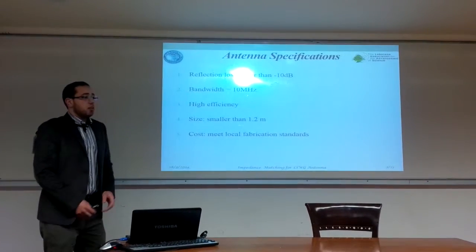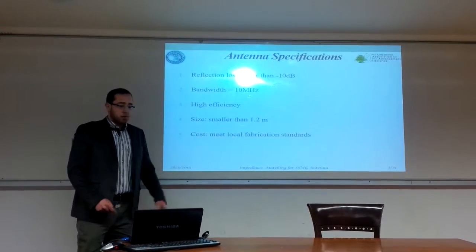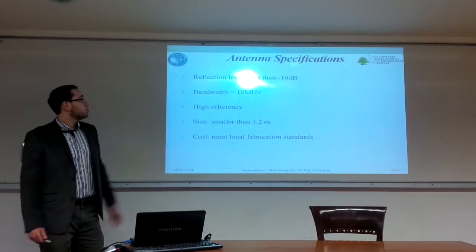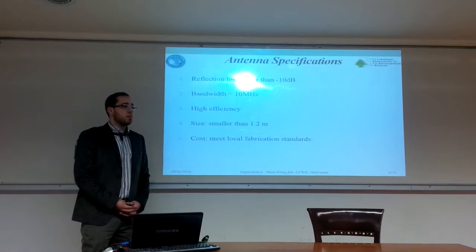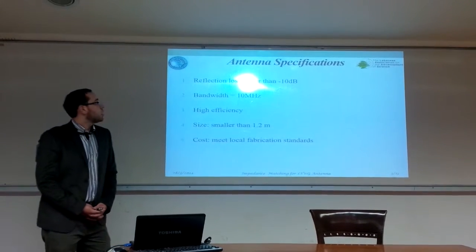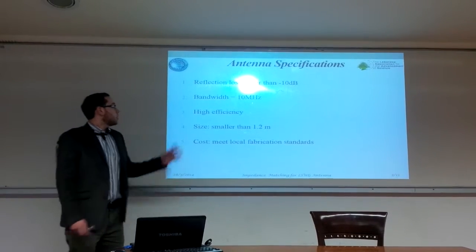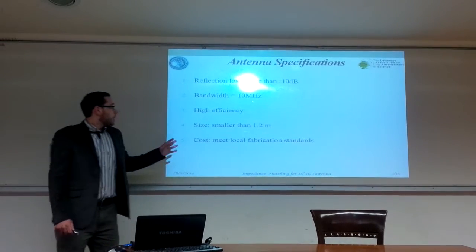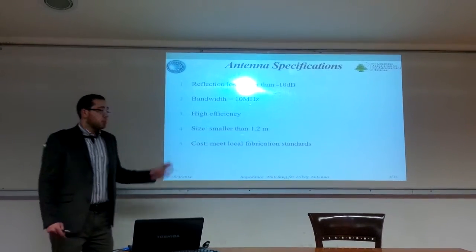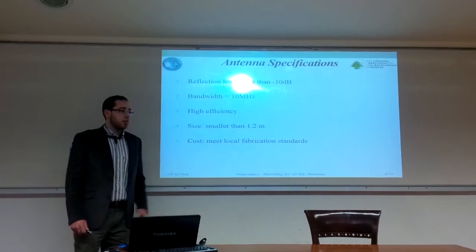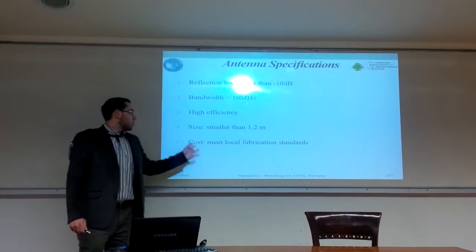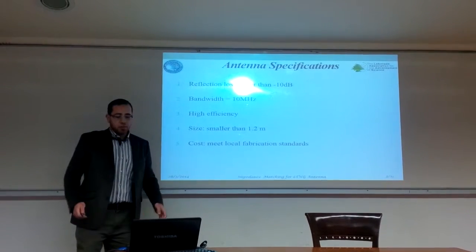Antenna specifications. These are the objectives of our design. A reflection loss lower than minus 10 dB. It is well known that the return loss must be lower than minus 10 dB so that it is matched. Bandwidth 10 MHz, it is narrow band. High efficiency, smaller than 1.2 meters in height, so that it can be easily implemented at any site. And cost meets local fabrication standards according to Lebanon.